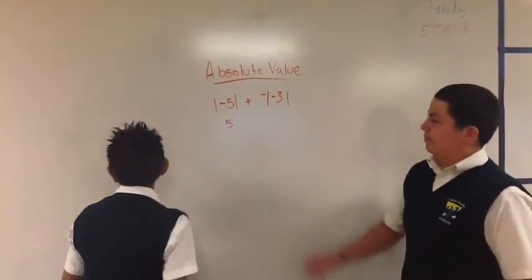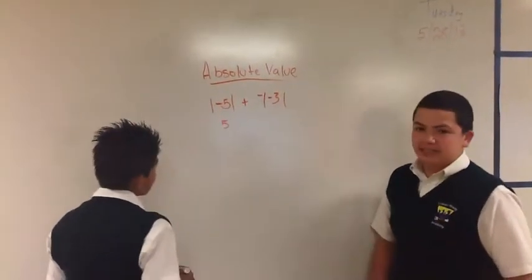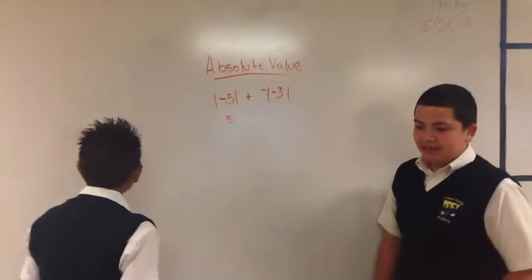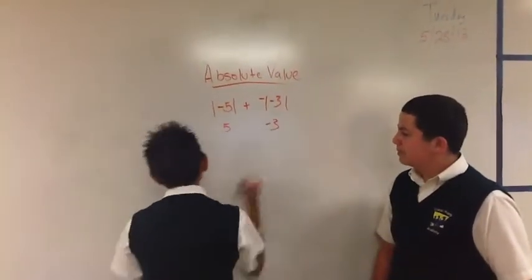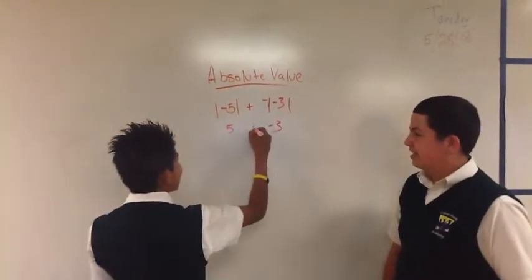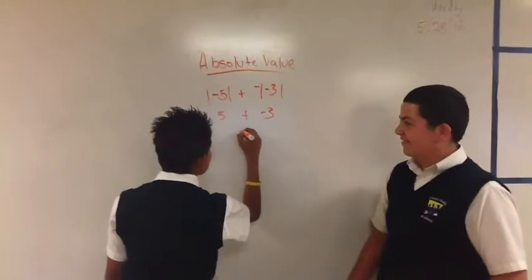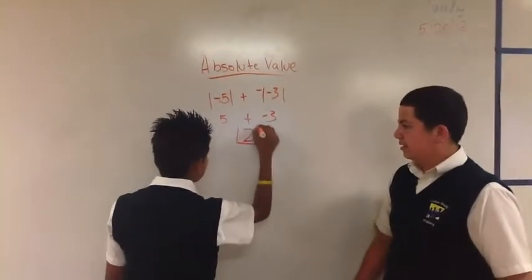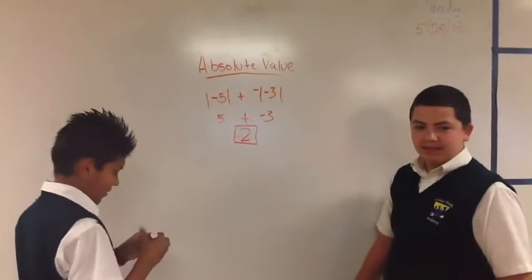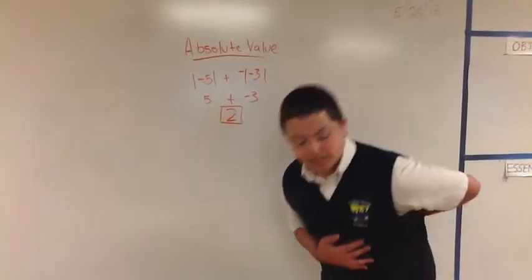And for the absolute value of -3, it's 3, but since there's a negative sign outside of the vertical lines, it will still be -3. Now you just add them. Done. We are done.